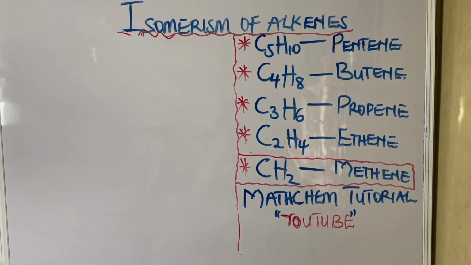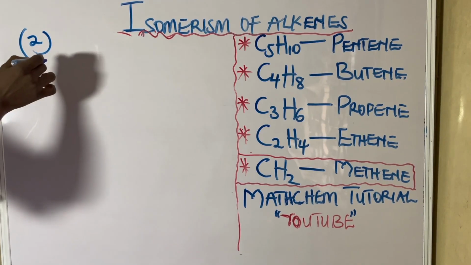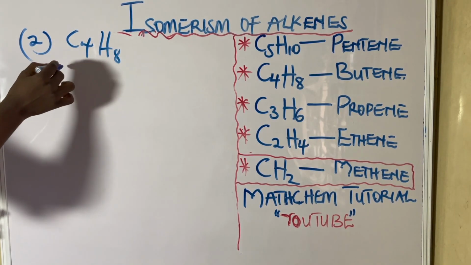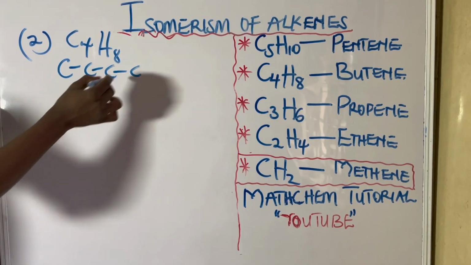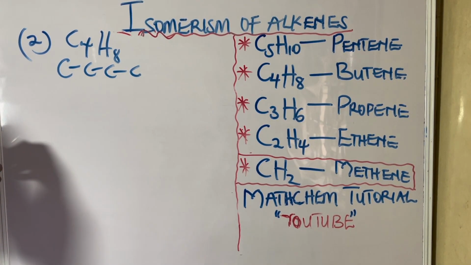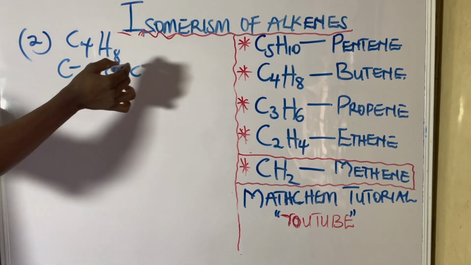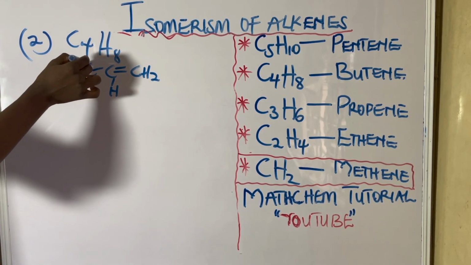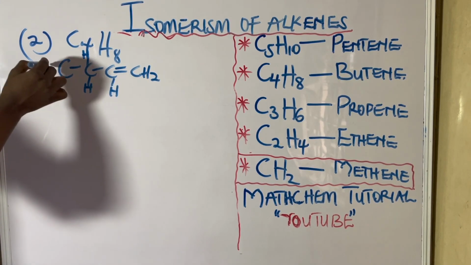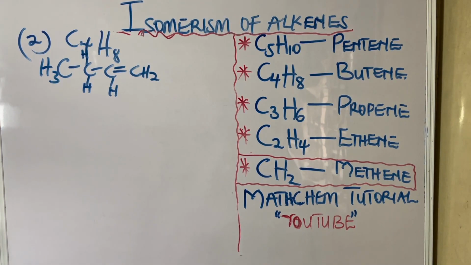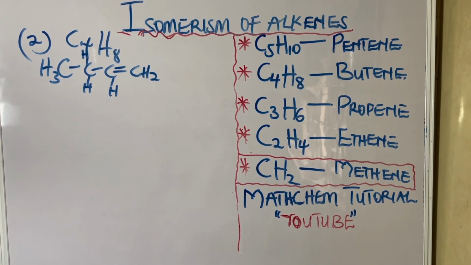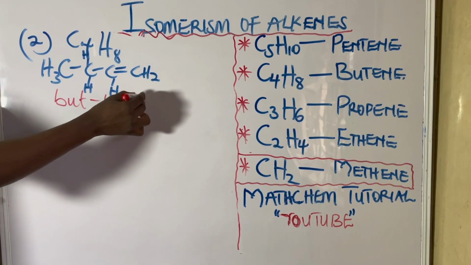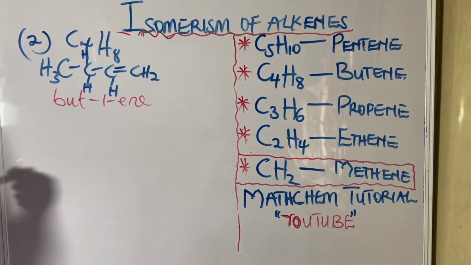Now let's look at example 2. Example 2 is butene, and butene is C4H8. So drawing the structure of butene, 1, 2, 3, 4. Okay, let me start from but-1-ene first. So if my first carbon is here, I have 2 hydrogens here, 1 here, then 1 hydrogen here, another hydrogen here, and then CH3 here. So this is actually but-1-ene. So this is my first isomer.